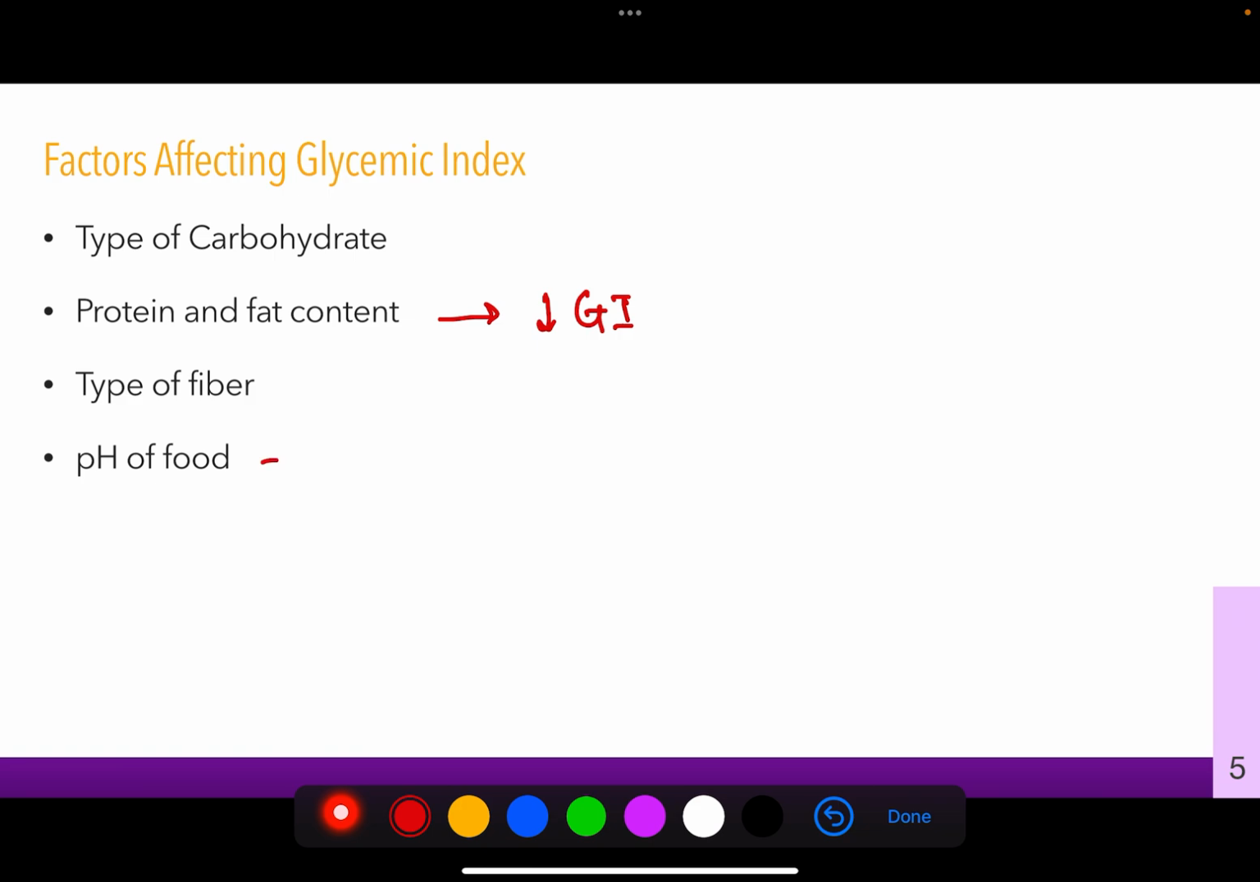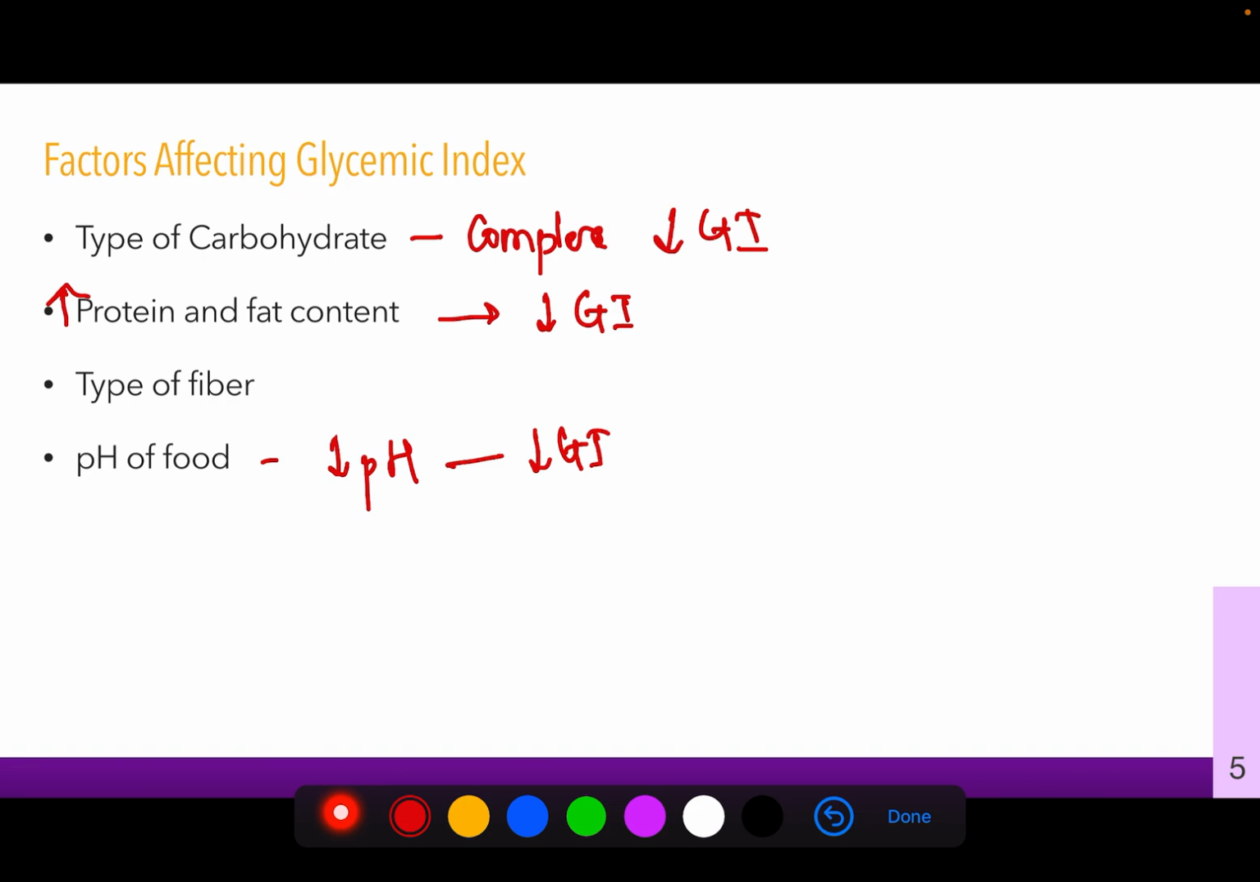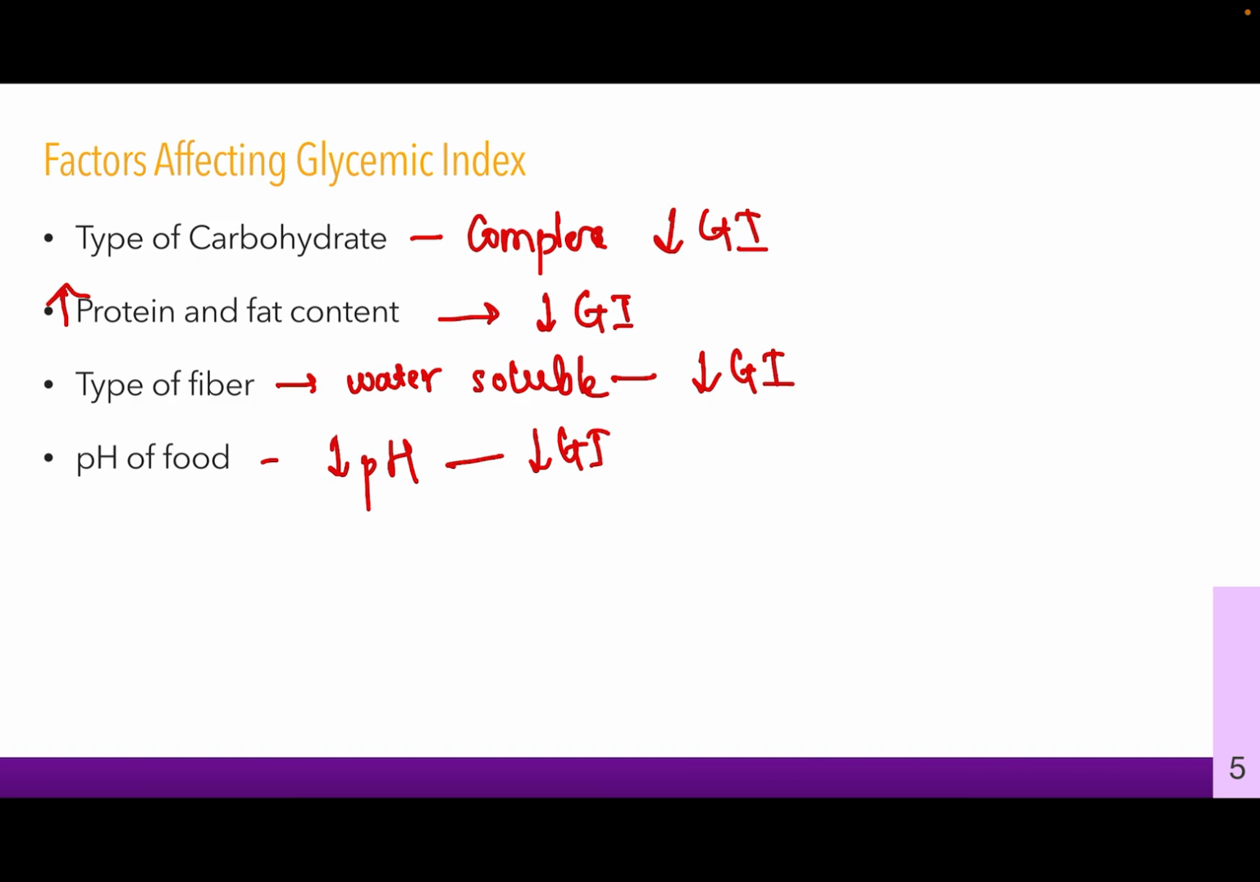pH of the food. The more acidic, the lower the glycemic index. Type of carbohydrate. Complex has a lower glycemic index. Then protein, if the protein and fat content is more, the glycemic index of the food reduces. If the type of fiber is water soluble, even then the glycemic index is low. Then pH, the more acidic the food is, the lower the glycemic index is.